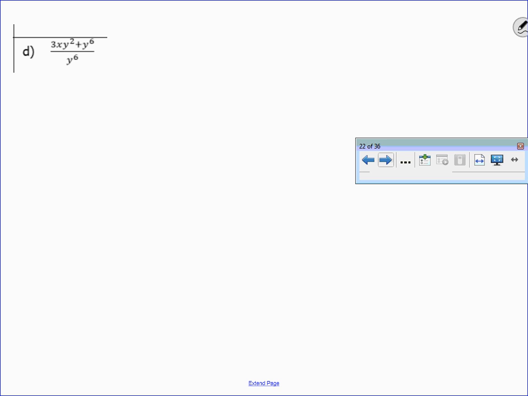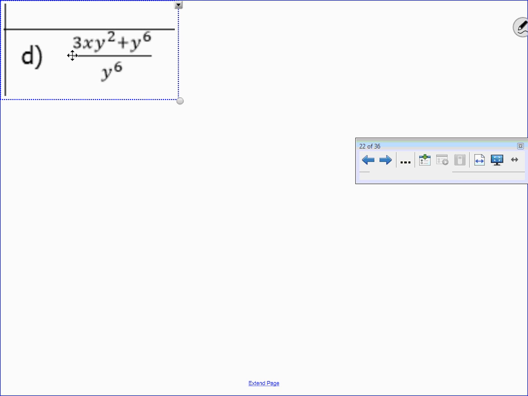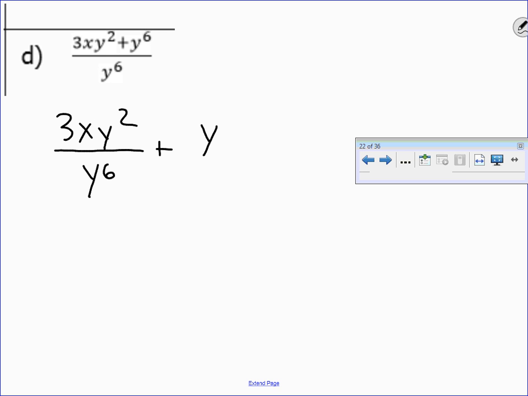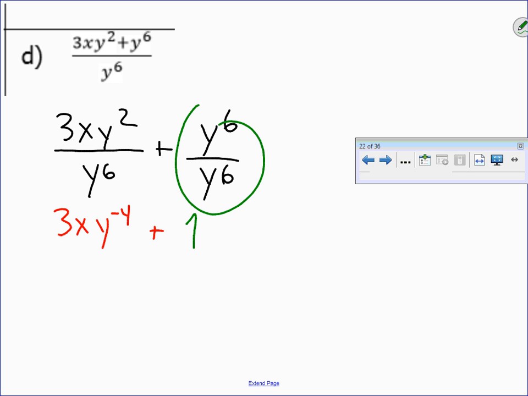Now they're asking us to divide. And the easiest way to divide, when you're dividing a polynomial by a monomial, is just break it into pieces. So this will be 3xy squared over y to the 6th plus y to the 6th over y to the 6th. Once again, applying the rules of exponents, this will be 3x, subtract the exponents, y to the negative 4, plus, remember, any number divided by itself is 1. And so I'll end up with 3x over y to the 4th plus 1. And there's my answer.